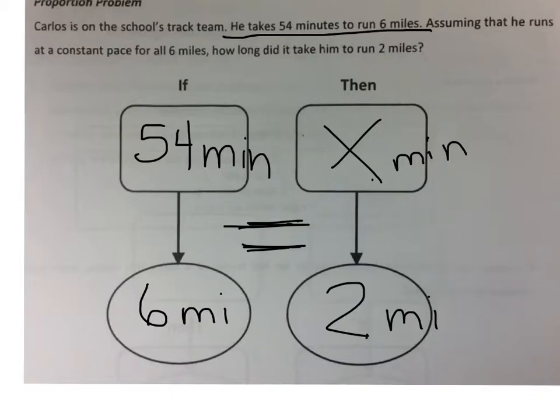Okay, to solve this, we can always multiply diagonally. So we could multiply the 2 and the 54, and then divide by 6. And if you do that, the answer is 18.